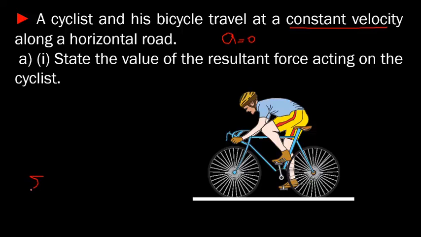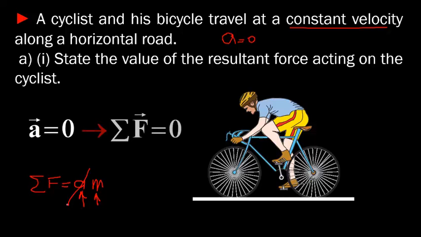According to Newton's second law of motion, the total force exerted on the system will be equal to a times m, where a is acceleration and m is the mass of the system. Here acceleration is 0, so I can conclude that the total force will be 0.